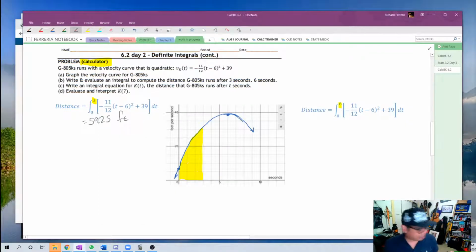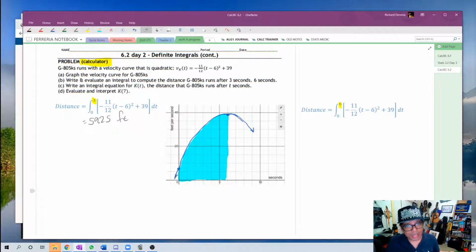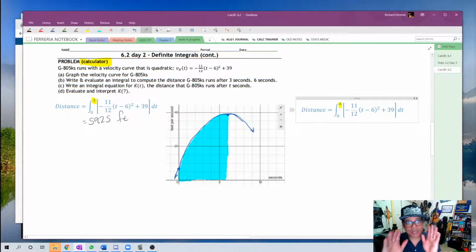Now that we have the first part done, let's see the area from 0 to 6. Let's shade that in. There's our area. And again, to make that connection, the area of the blue area under the curve is the same as the distance that's run by this Gallimimus. So that area is the same thing as this integral expression.